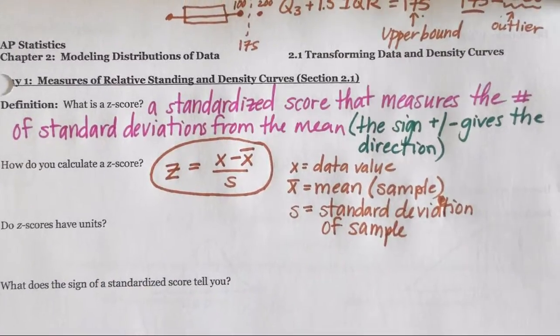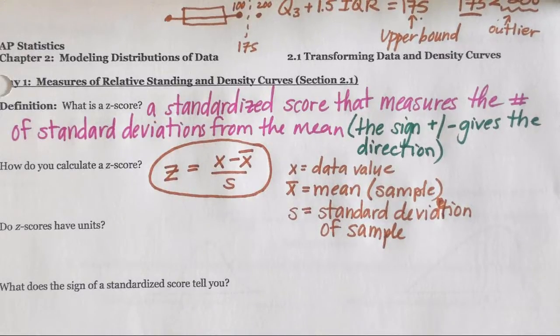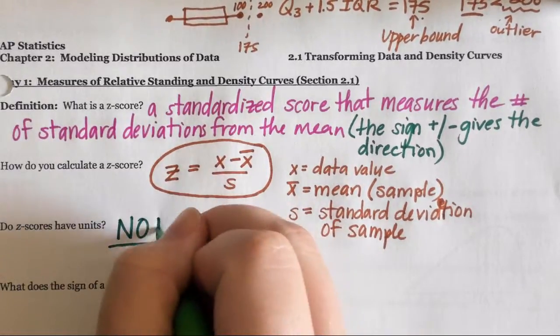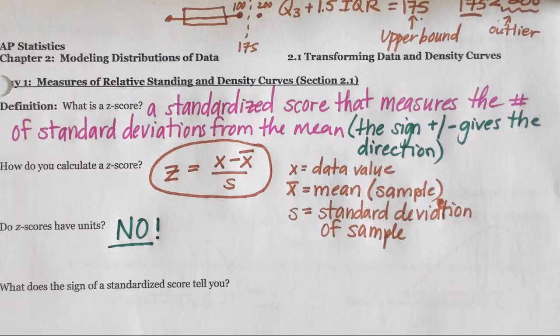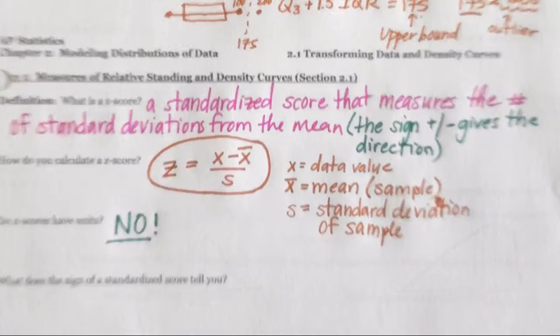Okay, so our goal is to make a 5. One way to not get a 5 is to put units on your z-scores. Z-scores, when you calculate them, do they have units? No. They don't have units. So don't say it's 2 inches away from the mean, 3 inches away, 5 inches. Do not put a unit on it.